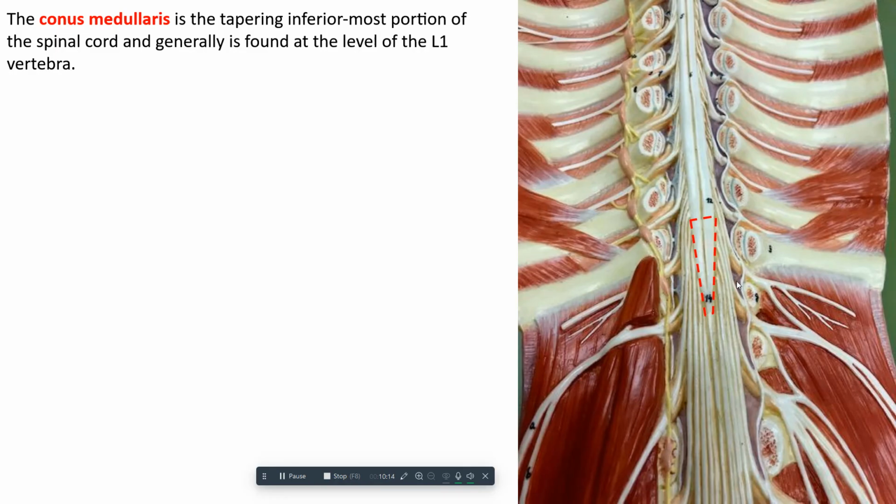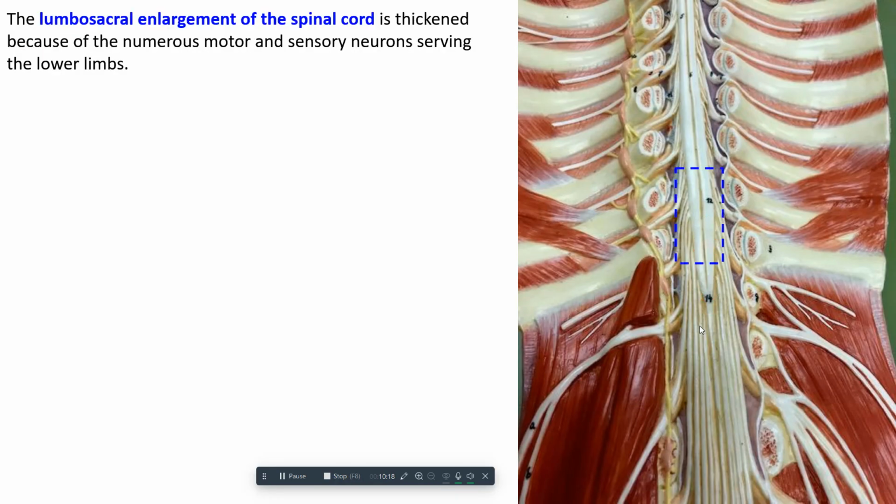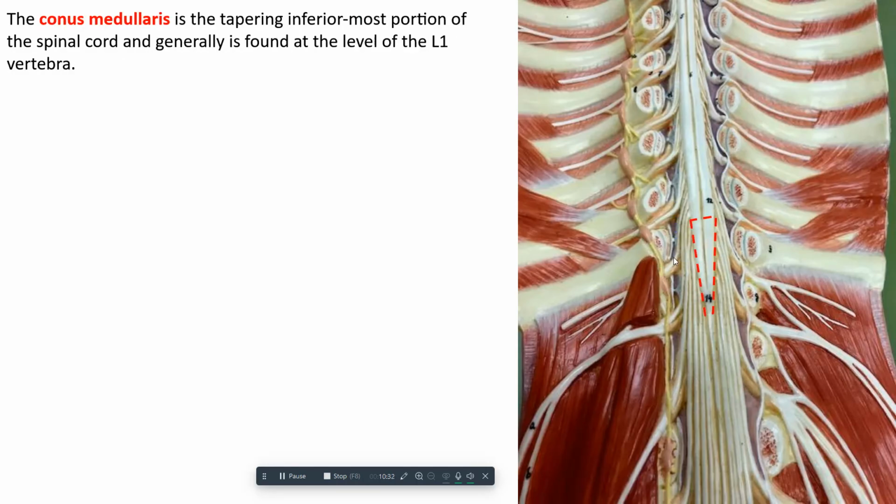I also want you to see that the spinal cord is getting narrow. Let me back up for a second so you can see it better without my red lines on it. But notice that the cord is getting narrow as we come to the end. That narrowing of the cord is called the conus medullaris. So the cord is tapering and coming to a point, sort of, and that tapering area is the conus medullaris.